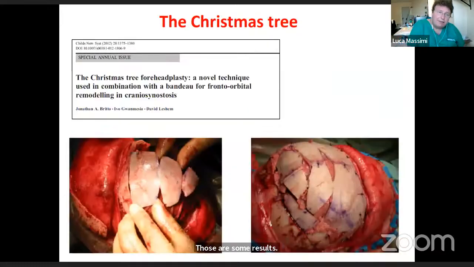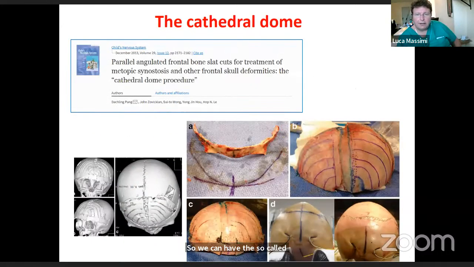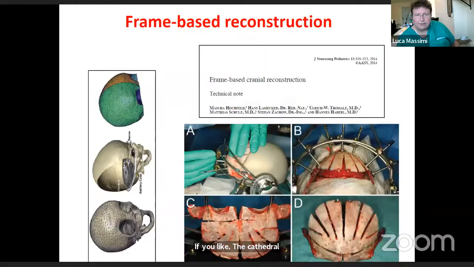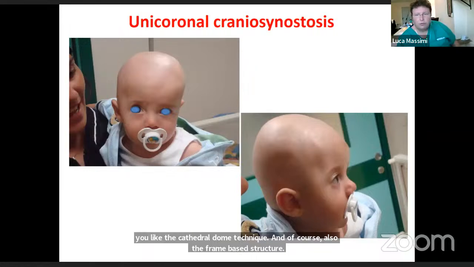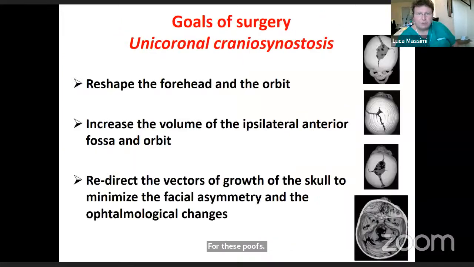The trigonocephaly, for sure, is the craniosynostosis which raises more the imagination of neurosurgeons. So we can have the so-called Christmas tree technique, if you like, the cathedral dome technique, and of course also the frame-based cranial reconstruction. I will show the tool that we use for this purpose. But let's see something about the unicoronal synostosis.